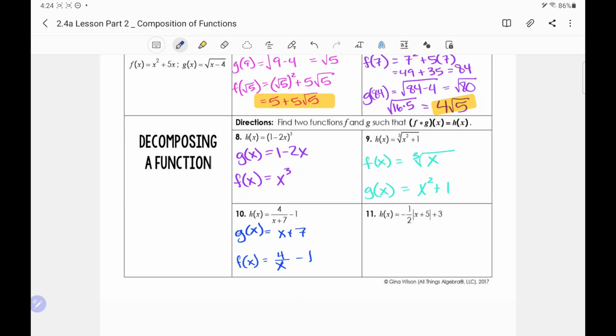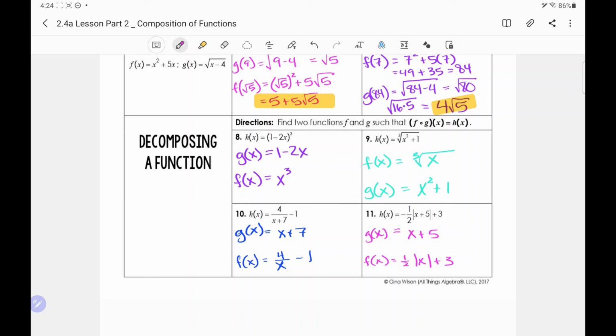Look at the next one, number 11. I've got my g of x and my f of x. F of x is going to be the outside function. So it's this whole big thing. What if I had 1/2 the absolute value of x plus 3? That could be the original function, and then this g of x would be x plus 5. Because imagine if this wasn't here and this was just an x. And then we traded it for x plus 5, okay? That's what happened. So there's our two functions.